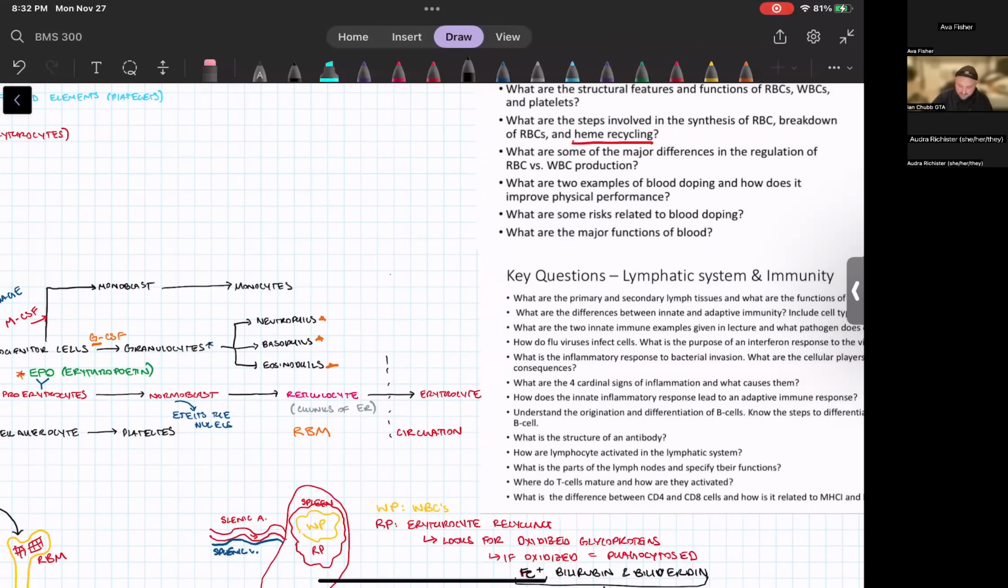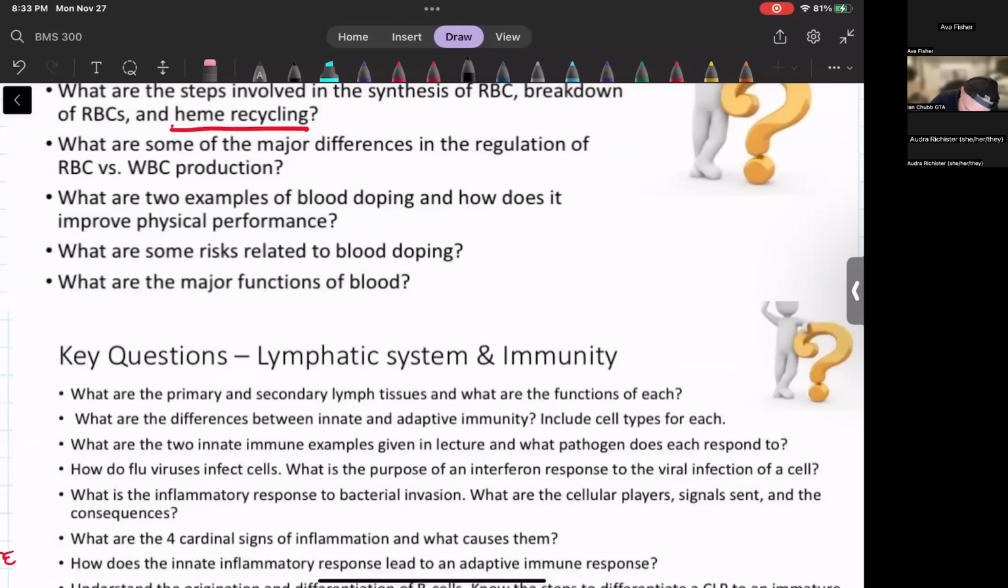But I think that's kind of the big key parts. I'm not going to write all that out. I think if you guys can just kind of go through that. So this is the EPO doping.